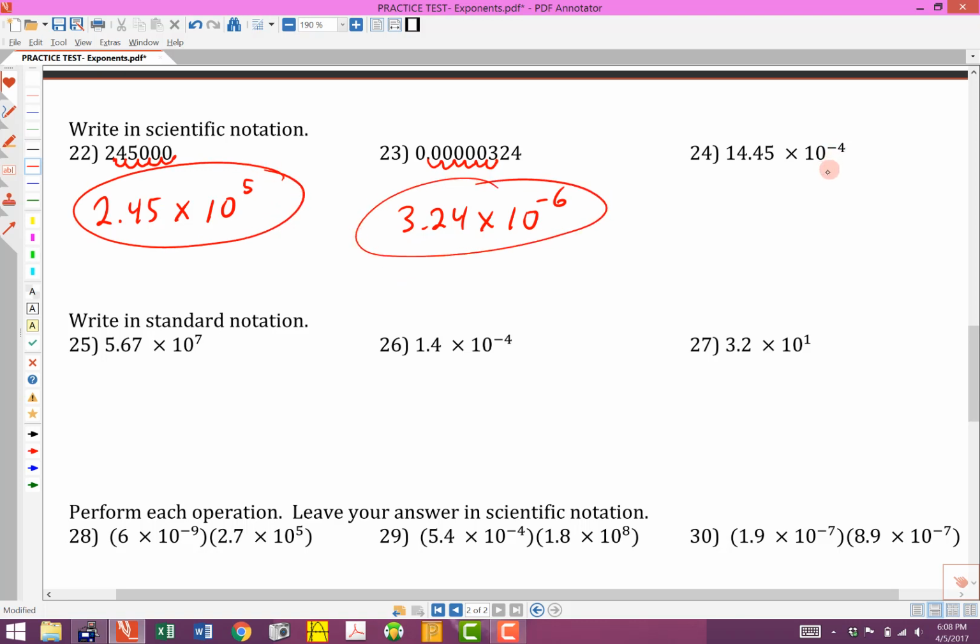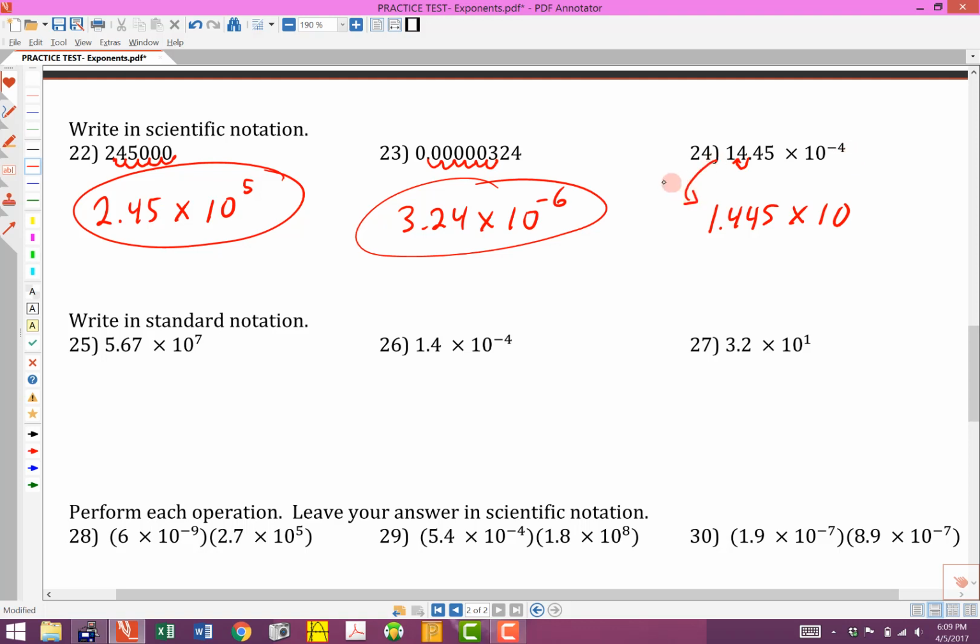And let's do this last one. This looks like it might be in scientific notation, but it's not, because we've got 2 digits in front of the decimal. So we need to go one place over. So this is going to be 1.445 times 10 to the, now we've got to figure out what we did here. We went from 14 to 1.4. So we made this number smaller. So we're going to make this number bigger. We're going to make the exponent bigger.